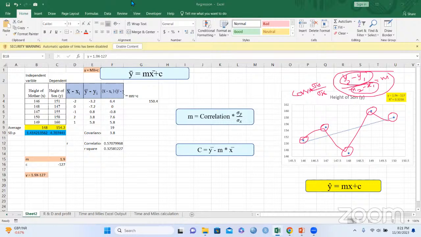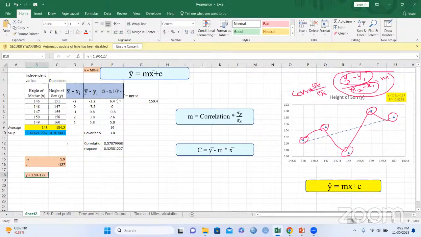So Swati, Varsha, is that clear? Yes, sir. So I found out the m value, the slope value. Using that, I found out the c value. So once after finding these two values, I fit a trend line or regression line as 1.9x minus 127, where my slope is 1.9 in mx plus c, and the c value is minus 127.